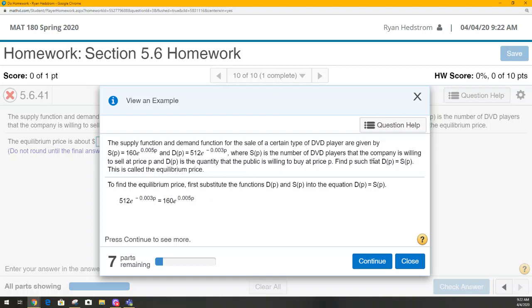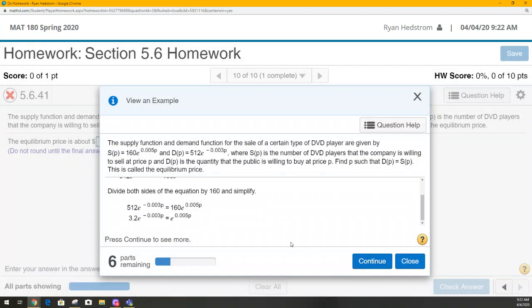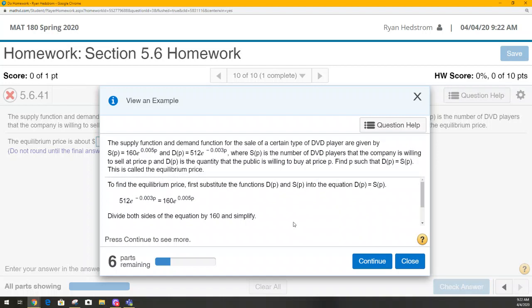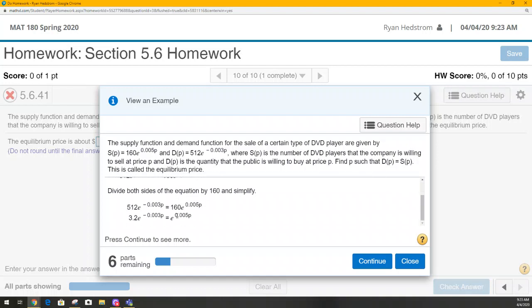Here's the actual problem that you have. We read it all the way down through, and you want to set these two equations equal to each other, so it does so right here. That's probably the hardest part of this whole problem. We now hit continue, and then it's going to show you we're going to divide both sides of the equation by 160. Now, it doesn't matter if you do 160 or 512. We're just trying to get e all by itself on one of these sides. So we're going to divide by 160. 512 divided by 160 is going to be equal to 3.2. 160 divided by 160 is going to give us 1 right here.